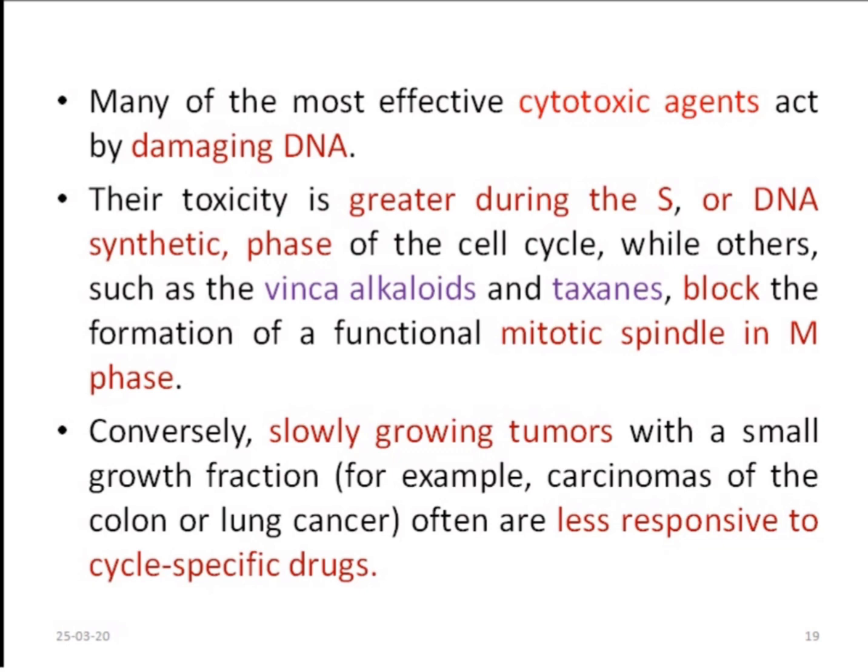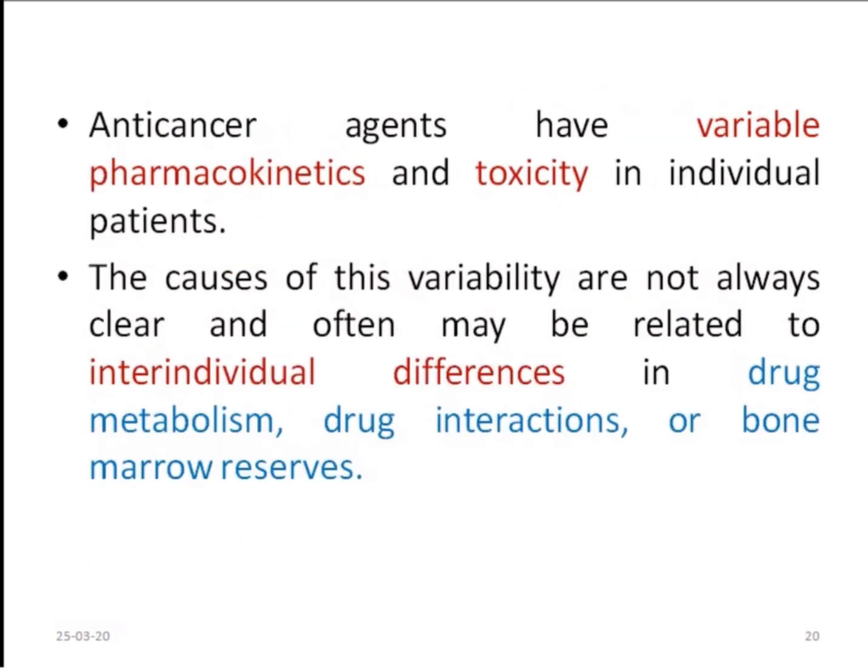Conversely, slowly growing tumors with a small growth fraction, for example carcinomas of the colon or lung cancer, often are less responsive to cycle-specific drugs. What does it mean? As I told you, these drugs act highly on the cell division process or the synthetic phase process, but there are certain groups of cells which divide very slowly. It means the process of division is very slow, the process of synthesis is very slow, and in that case these drugs are also not very effective. They are acting slowly on them. Okay.